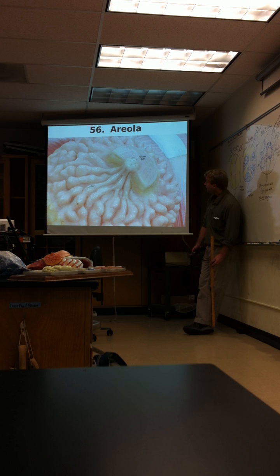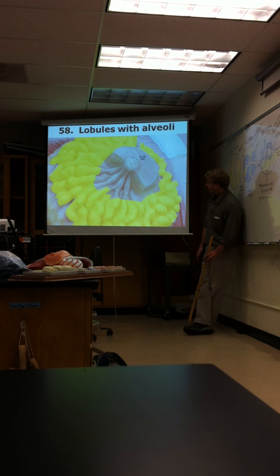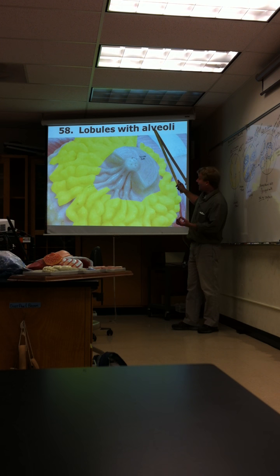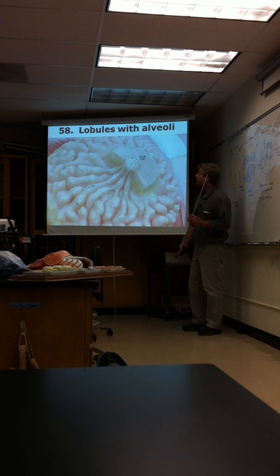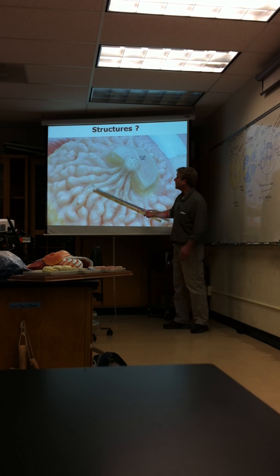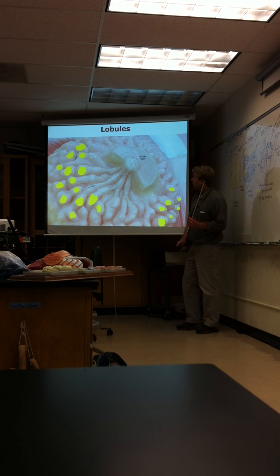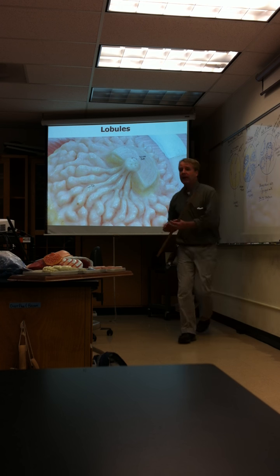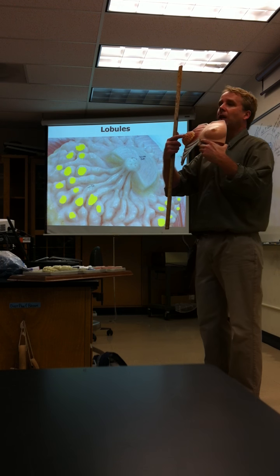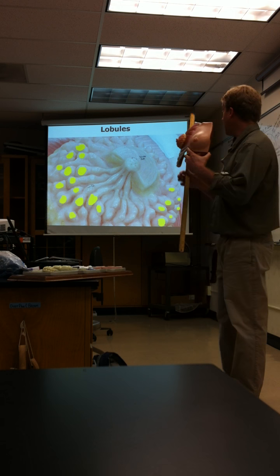And then we have number 58 on the list, the lobules with alveoli. I wouldn't ask it so that this is the answer. The way I'll ask this, just so you can see, is all these little bumps there are lobules. So if you were asked to identify the specific structure here, or there, or there, that structure would be a lobule. When we're looking at the model, you see lots of little bumps there, they are lobules.